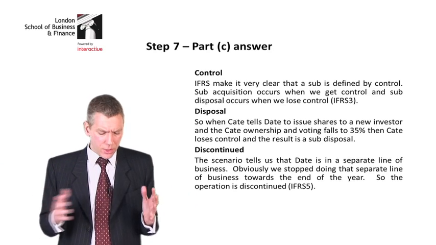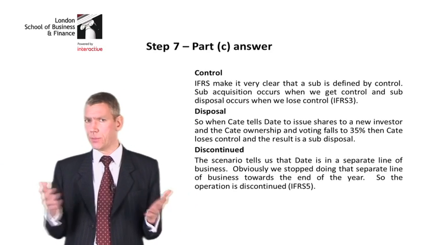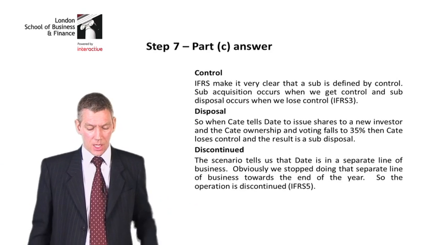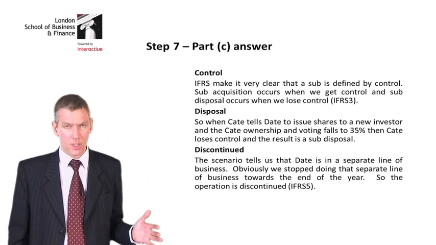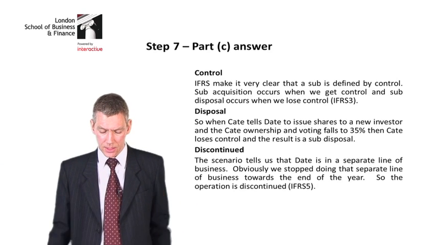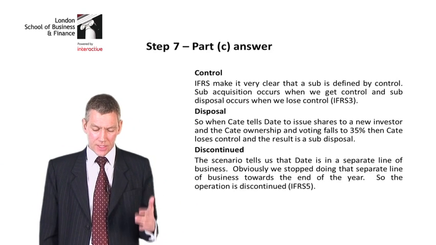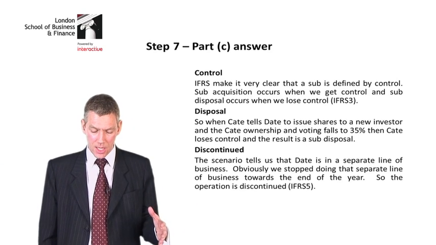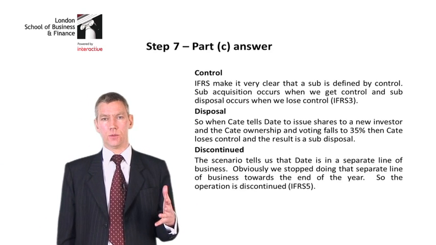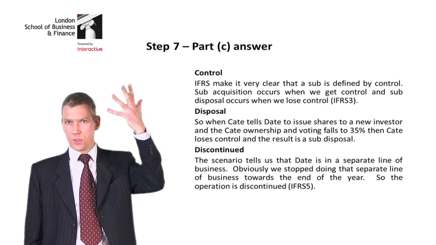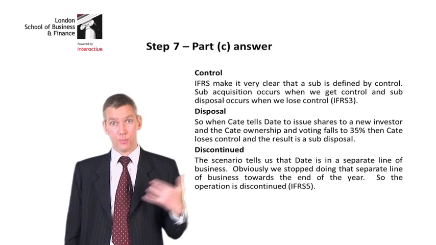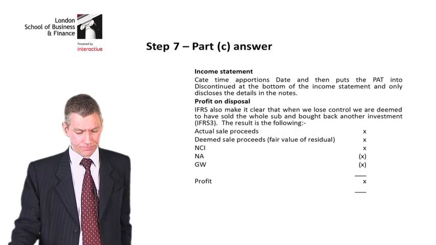And now you can bring in the discontinued anywhere, but I'm going to bring it in here. Discontinued. The scenario tells us that Date is in a separate line of business. I made up module dates, didn't I? Obviously, we've stopped doing that separate line of business towards the end of the year, so the operation is discontinued. We used to do software and dates, and now we just do software. So we've stopped doing dates.